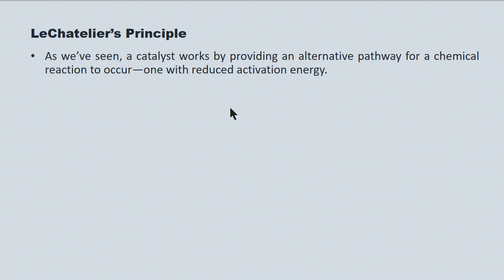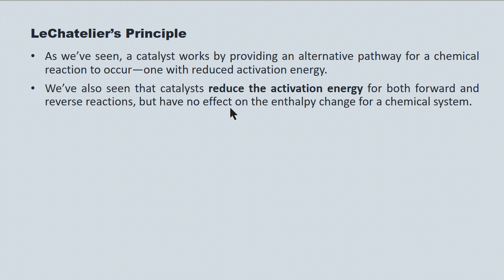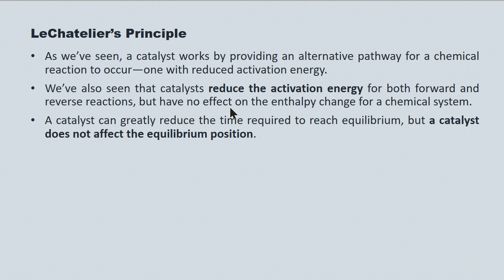As we've seen, a catalyst works by providing an alternative pathway for a chemical reaction to take place, one that has a reduced activation energy. And we've seen that catalysts reduce the activation energy not only for the forward reaction, but also for the reverse reaction. So as a result, catalysts do not affect the equilibrium position of a chemical system. They increase both forward and reverse reaction rates to the same degree.